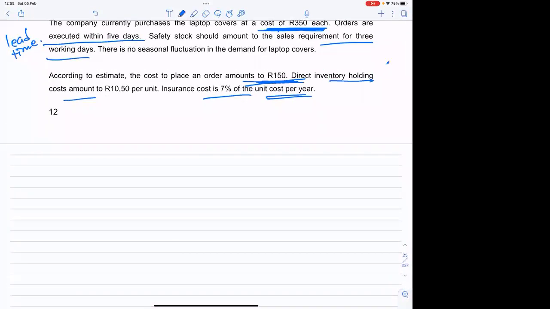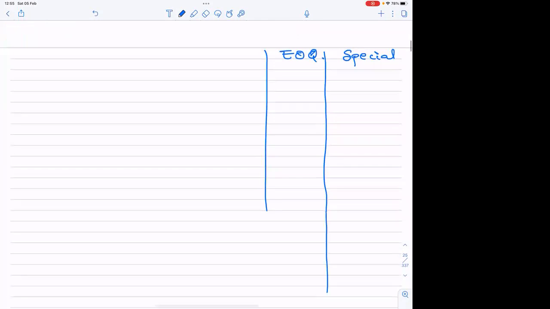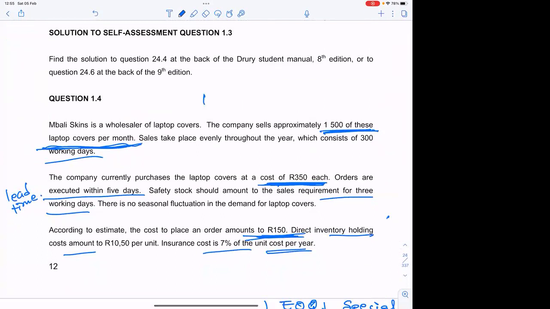All right. So we have got the special offer, the EOQ. Right. So our purchase cost, our demand is 1,500 times 12. You said it's 18,000, eh?